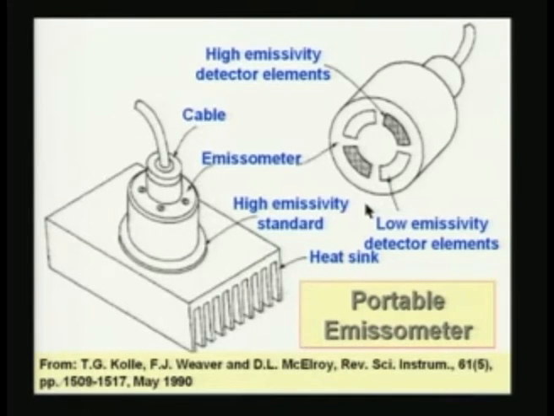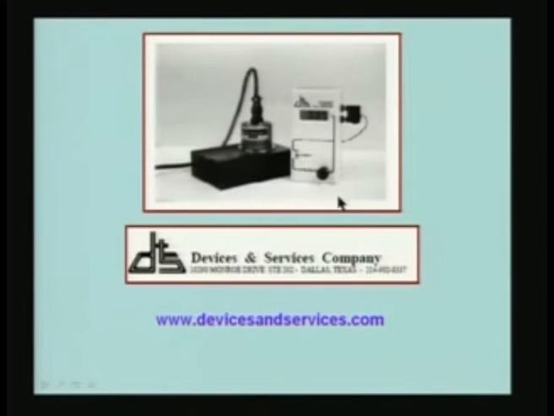Let us look at the way the instrument looks. This is the photograph of the instrument taken from the manufacturer's website, devicesandservices.com. They are the manufacturers of this particular emisometer. This is the head of the emisometer and the cable which is going to be connected to it, and the surface, this is the heat sink on which it is placed, and this is the millivolt meter which is directly connected to it, and the reading here directly gives the emissivity of the surface. So, it is a very simple instrument, very small in size.